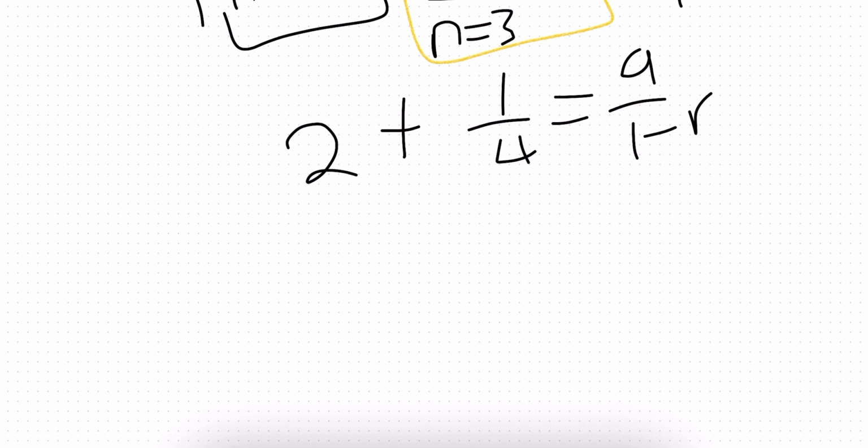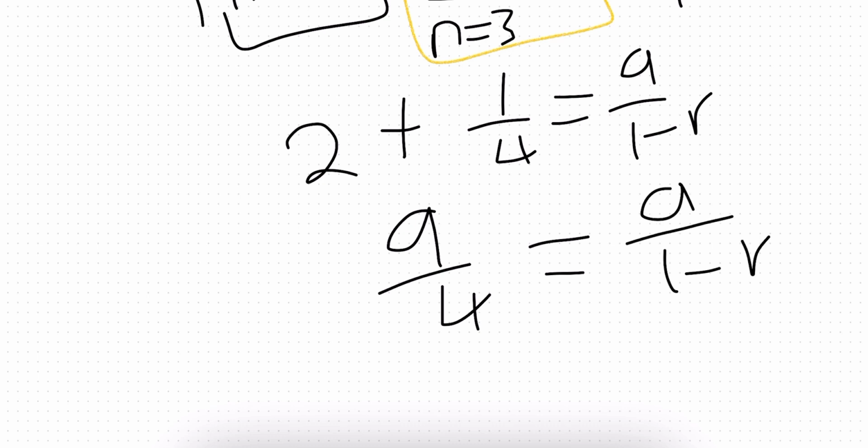So you can either simplify this 2 plus 1 over 4. To avoid wasting time, you can just plug it in your calculator. It's giving me 9 over 4 equal to, okay, you still have a over 1 minus r.